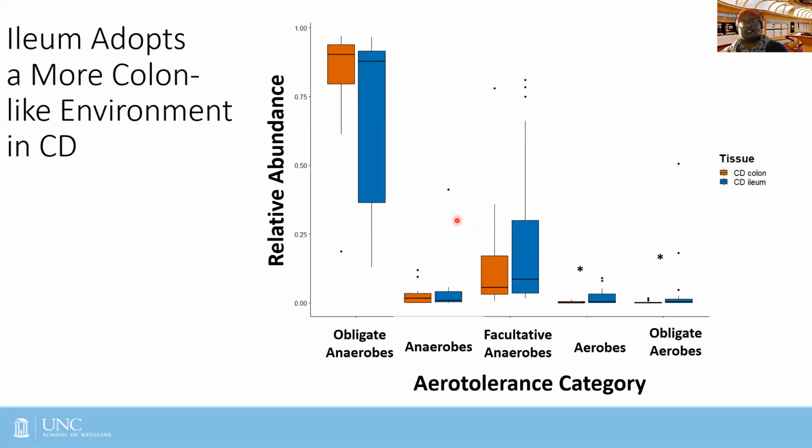Interestingly enough, in the presence of Crohn's disease, when we're looking between the colonic and ileal mucosa, the ileum just seems to be adopting a more colon-like environment, while there is distinctly higher variability compared to the colonic mucosa. We are seeing, not homeostasis, but more of adopting the characteristics of the colon, at least in the presence of Crohn's disease from an aerotolerance perspective.